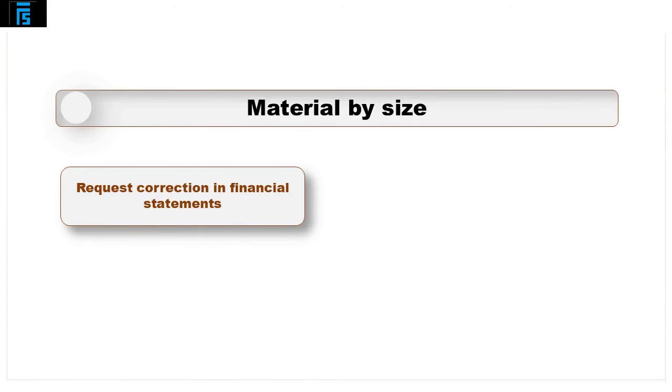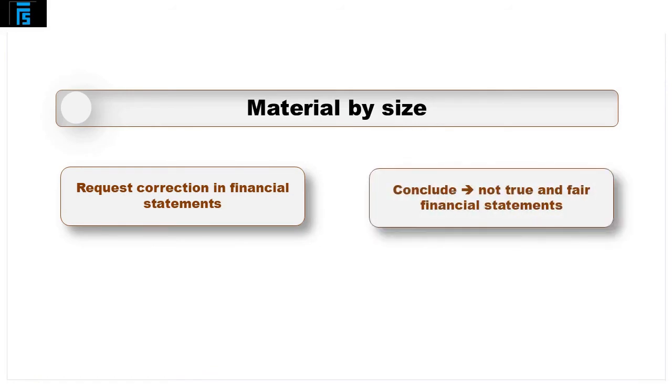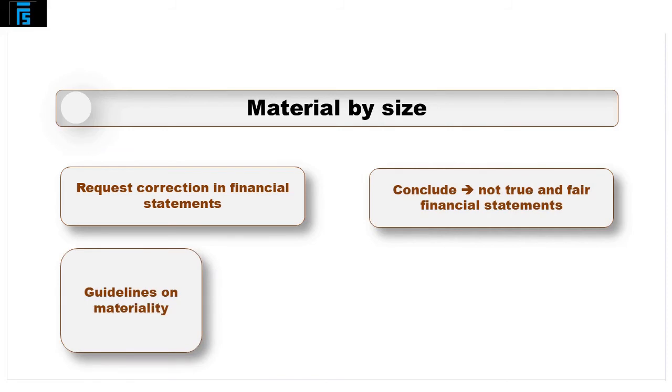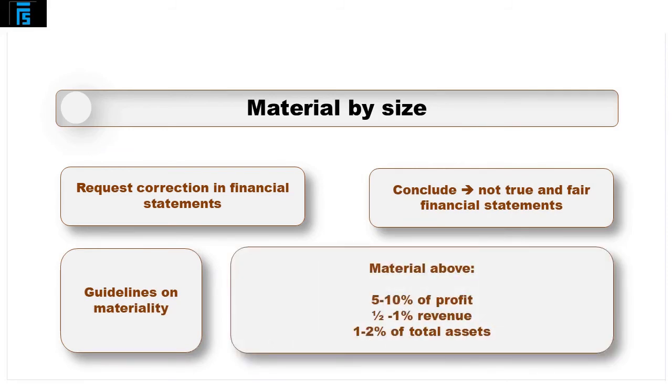If an item is material by size, if incorrect, the auditor would request that the client correct this in the financial statements. If they don't, the auditor would conclude that the financial statements are not true and fair. The guidelines on materiality are that an item is material if it is above 5 to 10% of profit, 0.5 to 1% of revenue, and 1 to 2% of total assets.